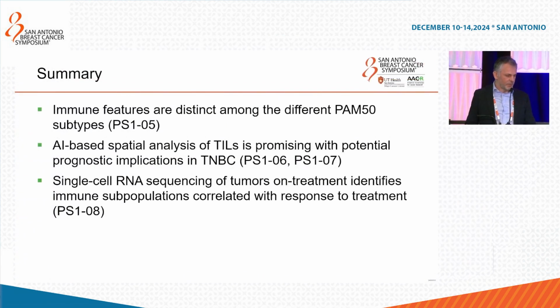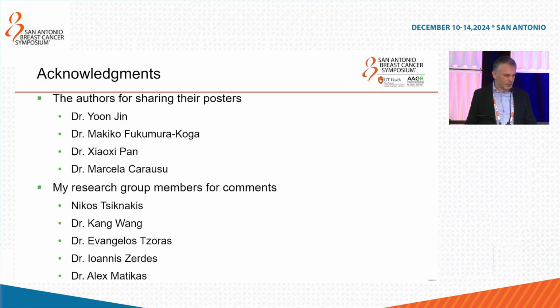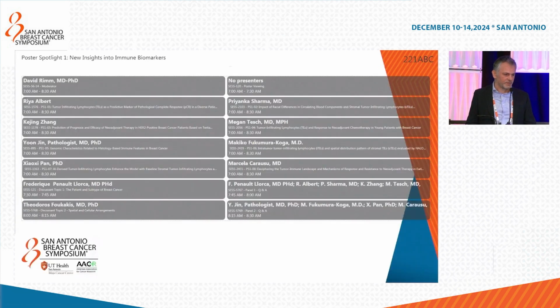So I'll summarize here the four abstracts. They show that the immune features are distinct among the different PAM50 subtypes, and the AI-based spatial analysis of TILs is promising with potential prognostic implications in triple-negative breast cancer especially. And finally, that the single-cell RNA sequencing of tumors on treatment identified immune populations correlated with response to treatment. It is worth further consideration. And finally, I would like to thank the authors for sharing their posters and my research group members for their comments on the papers. Thank you for your attention.